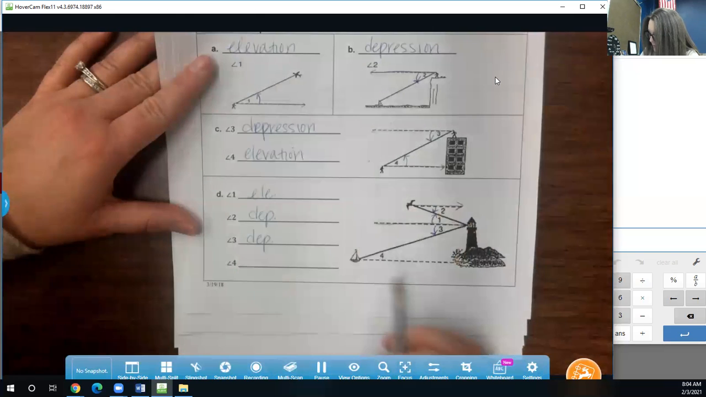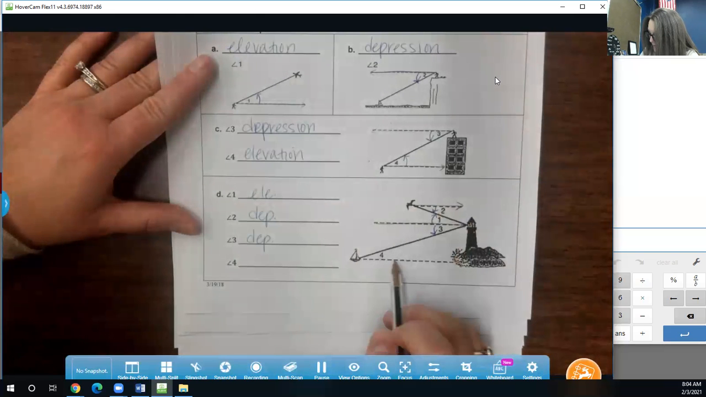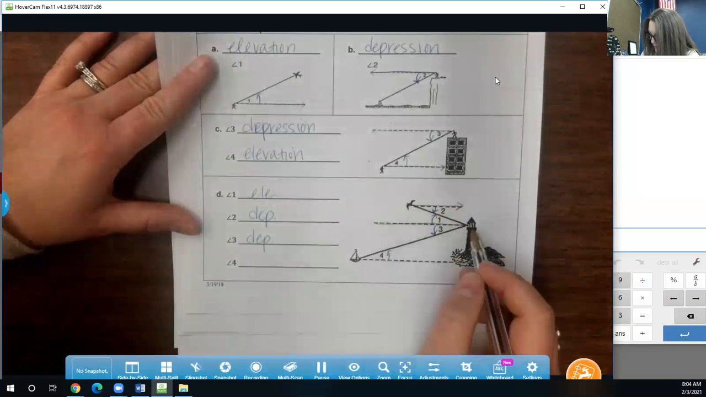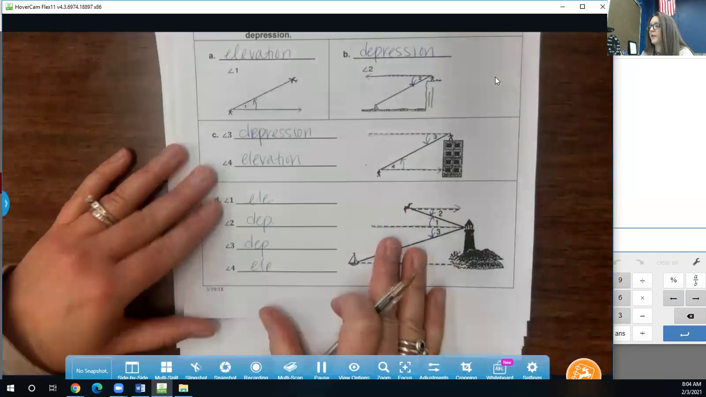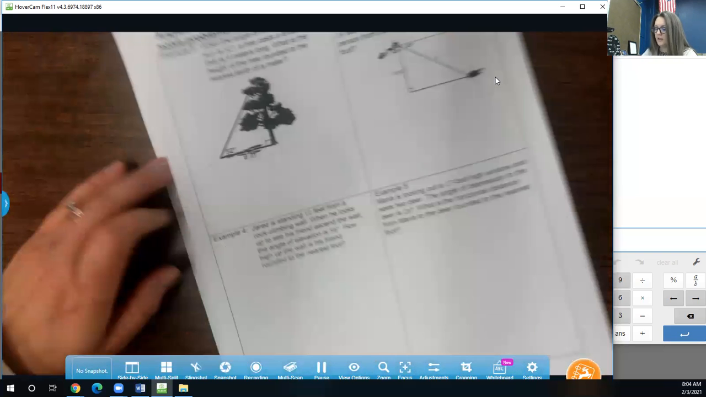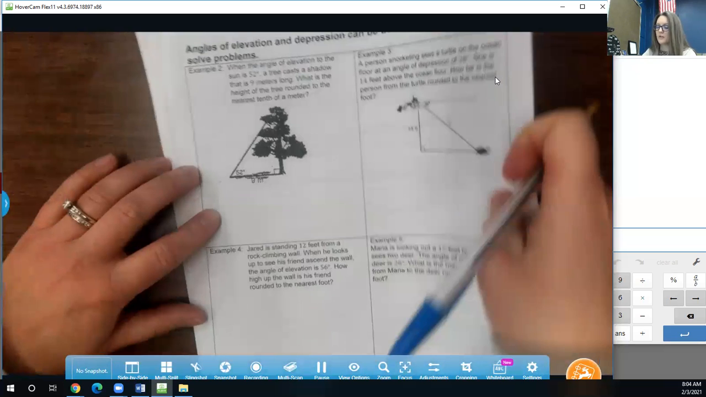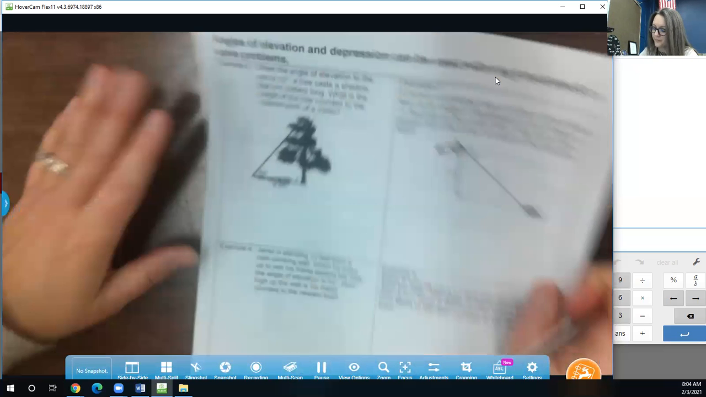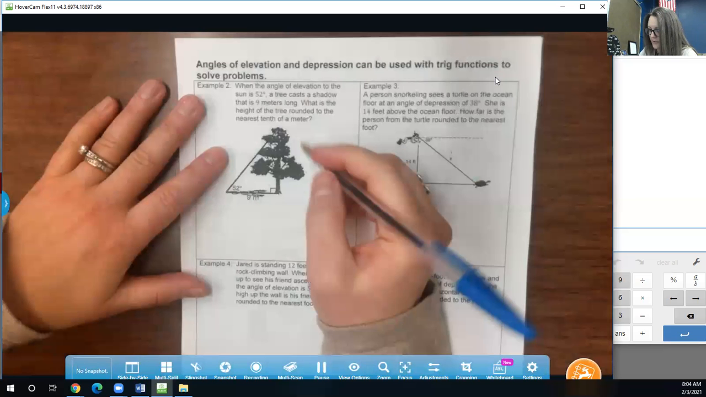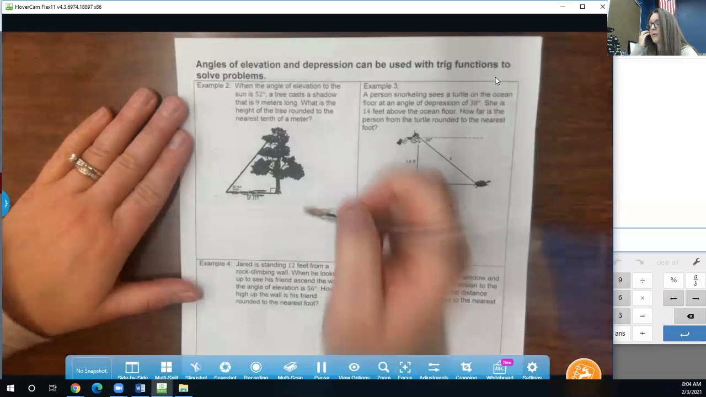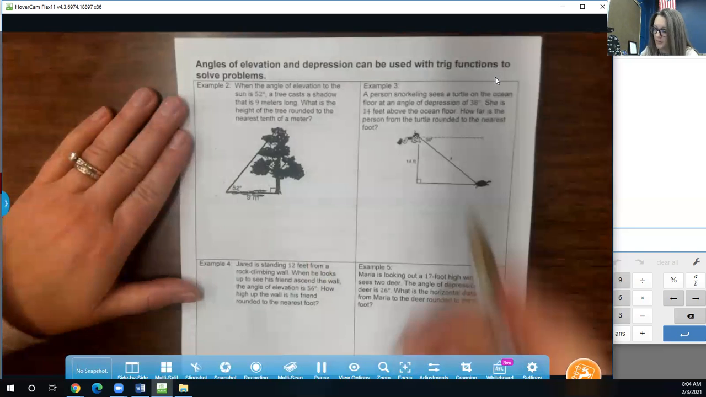And then angle 4, think about line of sight for the sailboat. He's going to be looking up at the lighthouse, so that's elevation there for 4. Just a quick review on that. Sometimes it gets a little bit tricky. So let's look at a couple of examples here when we're actually going to be using math to find what the height of things are. So these are like what we're going to be doing with our clinometers.